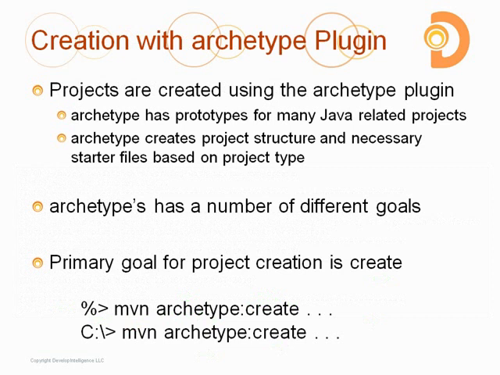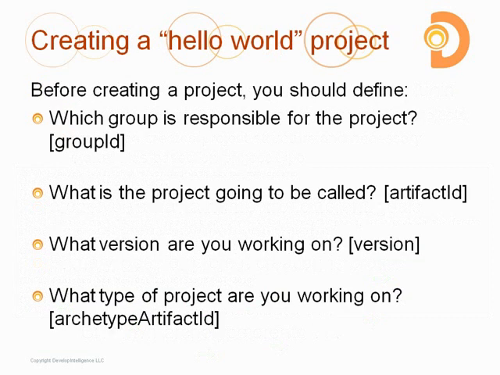In order for me to do any type of project creation, whether I'm creating a full-featured EJB application, an EAR application, an OSGI-based application or whatever, I have to know what I would call the project's UUID. So before I go and use this archetype plugin, I as a developer, or we as a group, have to make some decisions. We have to figure out the group that's going to be responsible for the project.